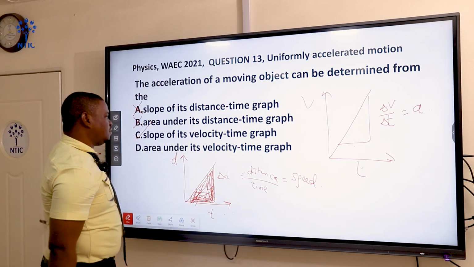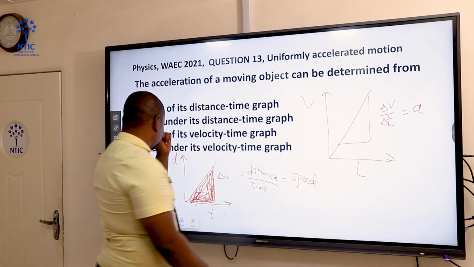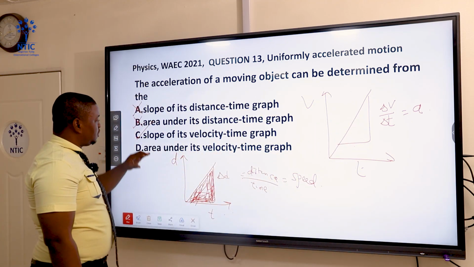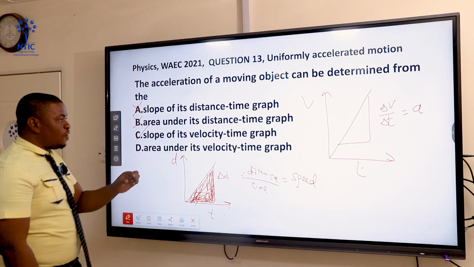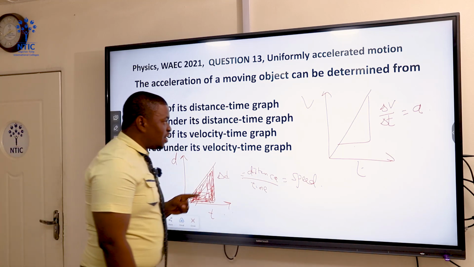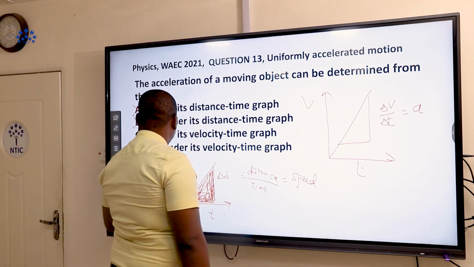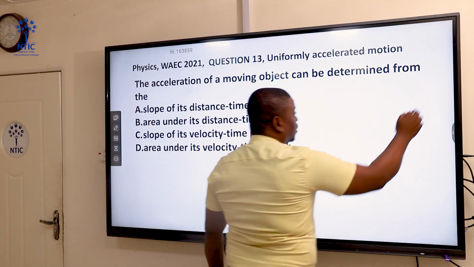Now, area under its velocity time graph. The area here will also give you what we call distance or displacement. Take note, the area under the graph will not give you acceleration. It is the slope of the graph of velocity against time that will give you acceleration. So the right option here is option C. Next.